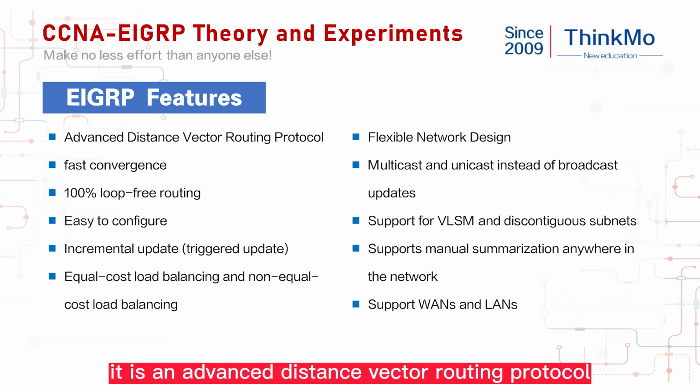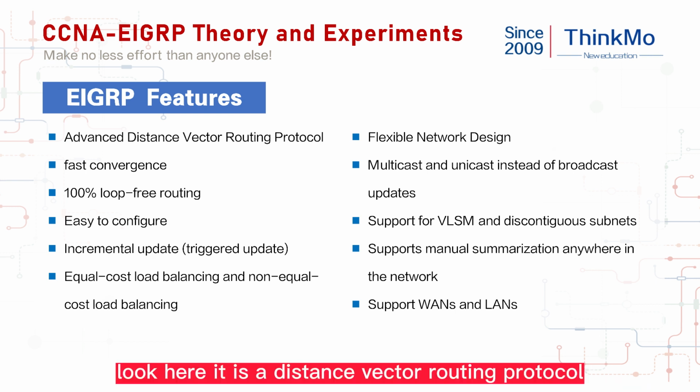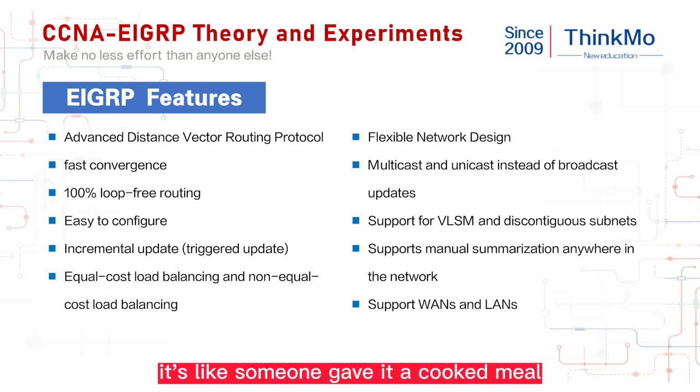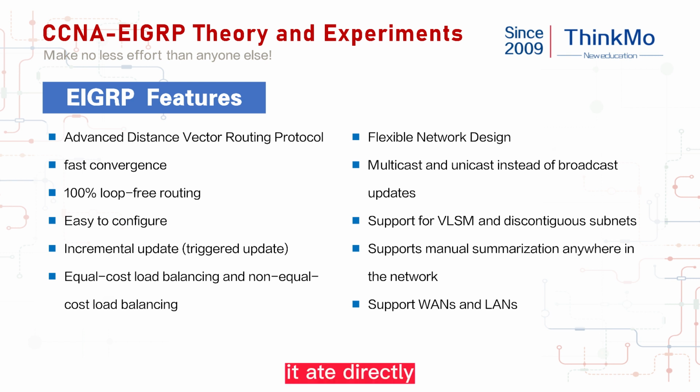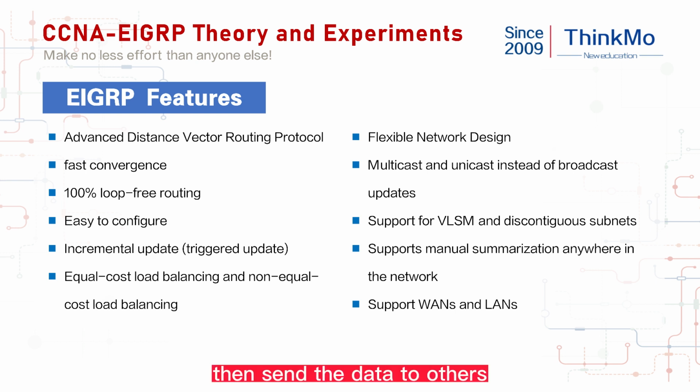It is an advanced distance vector routing protocol. Look here. It is a distance vector routing protocol, it's just more advanced. Where is the senior? I just said, compared to RIP. RIP is like someone gave it a cooked meal and it ate directly. It looks at the devices at both ends locally, then sends the data to others. But for EIGRP, it is different.